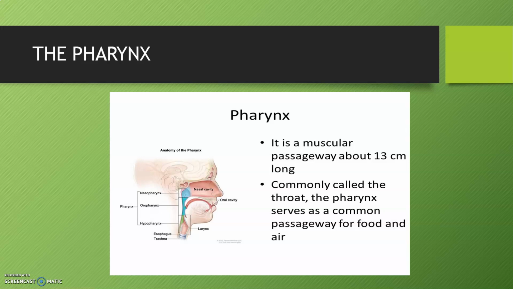What is the size of this pharynx passageway? It is 13 centimeter long. Commonly you can find it as throat. It acts as a passageway for food and air both. Clear? Now it is again classified into three parts, that is upper, middle and lower, from where both air and food pass. You can see nasopharynx, oropharynx and hypopharynx. The names are not in your syllabus, but I have told you that these are classified into three parts: upper, middle and lower.